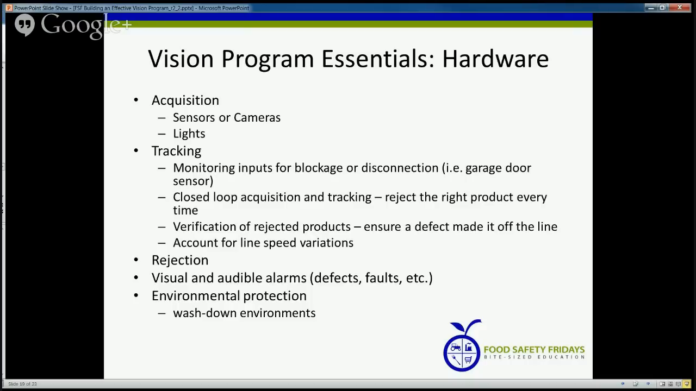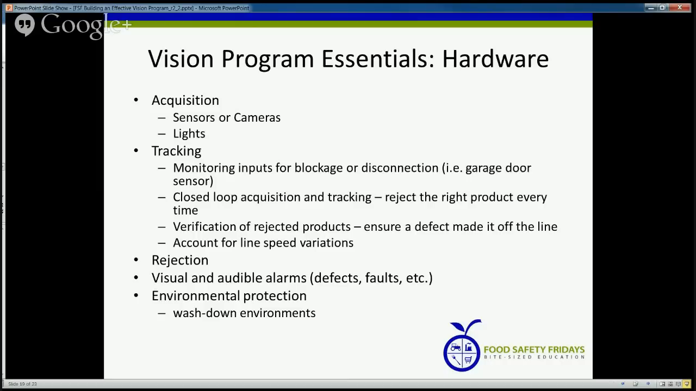Rejection, many vision systems also involve a rejector of some sort, a way to remove products from the line. Ultimately, you would want to have potentially different options for rejection for different products. Lighter products, maybe an air blow-off. Heavier products might be a physical rejector. Fragile products may need some sort of a soft reject mechanism. So different types of rejection is essential for different vision systems and different products it's rejecting.